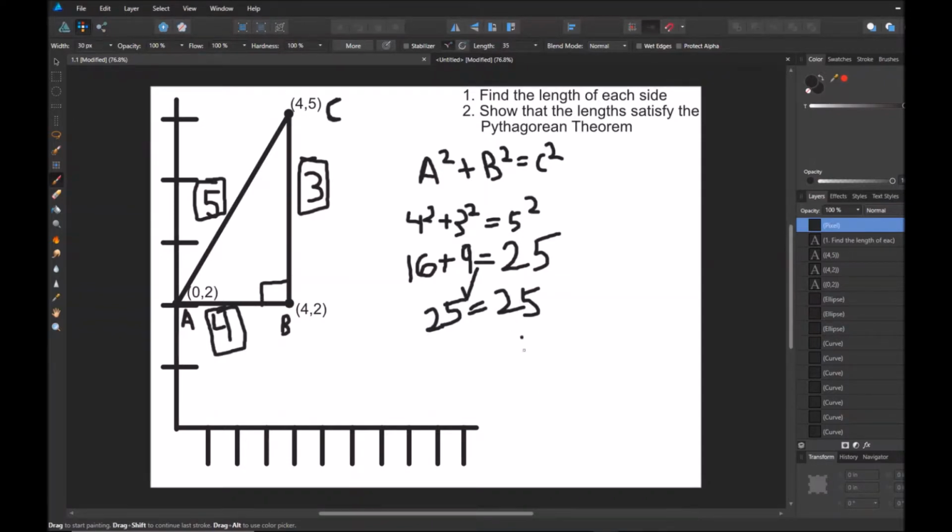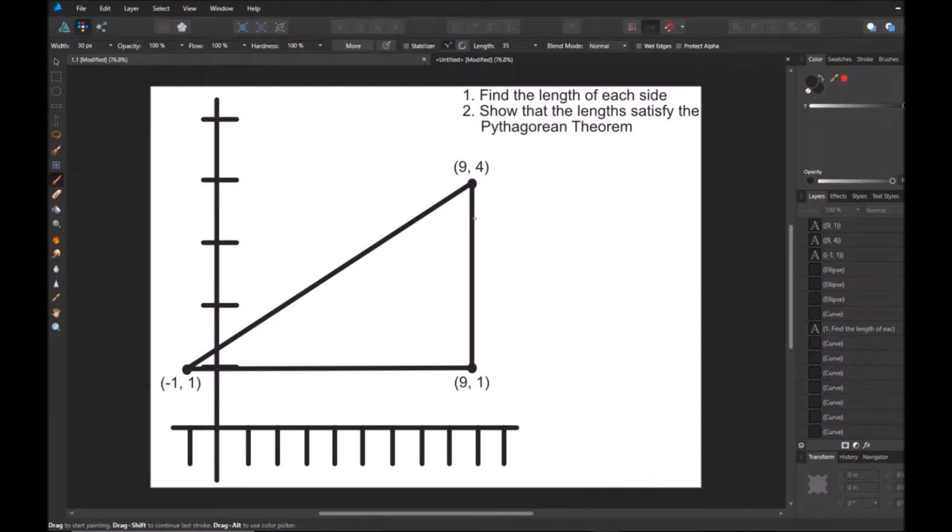So in this next problem, we're given the same instructions but a different triangle. And in this triangle, one of our points is at negative 1, 1, and our other point is at 9, 4, and our last point is at 9, 1. So having seen how to do the last problem, I want you to pause this and try it on your own, and then we'll see how you did.